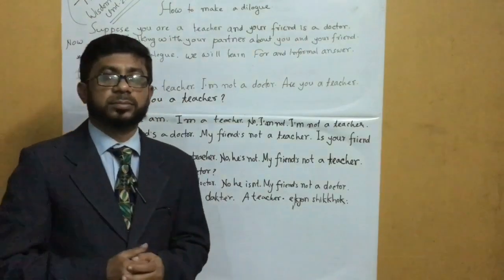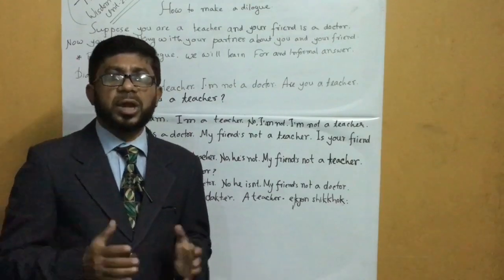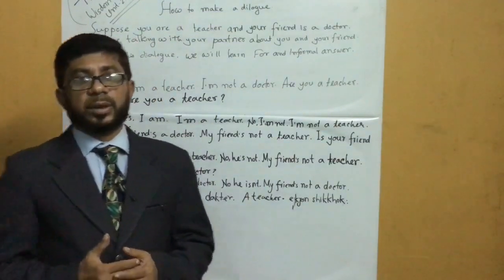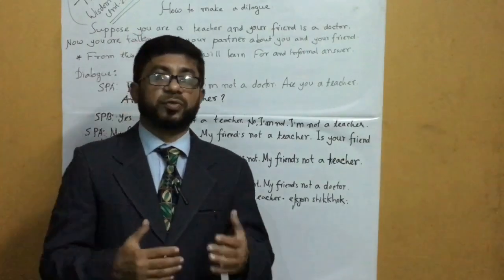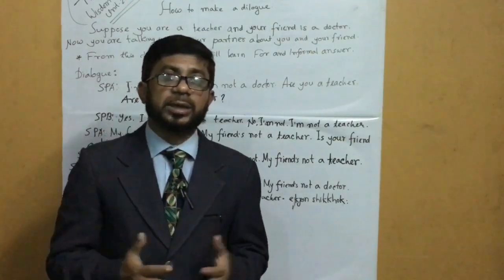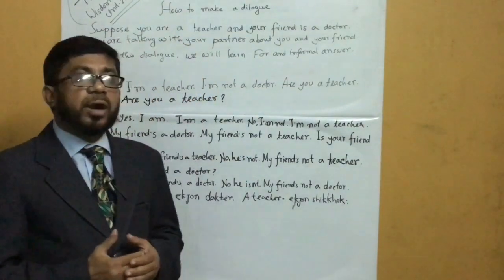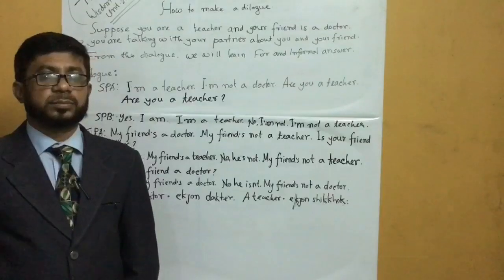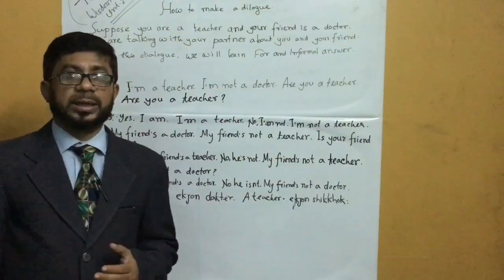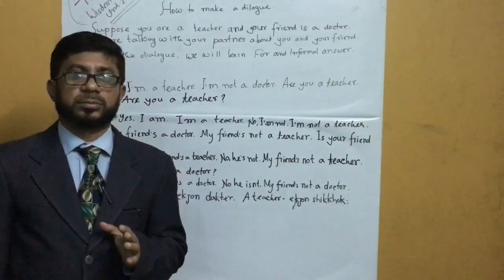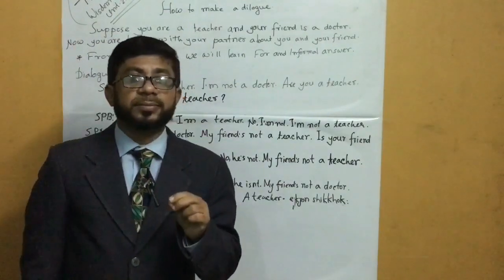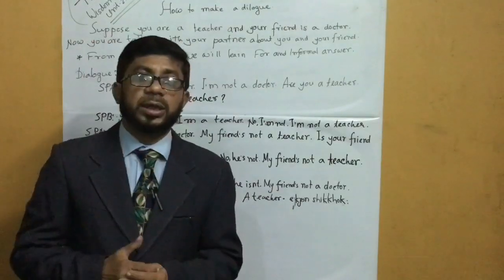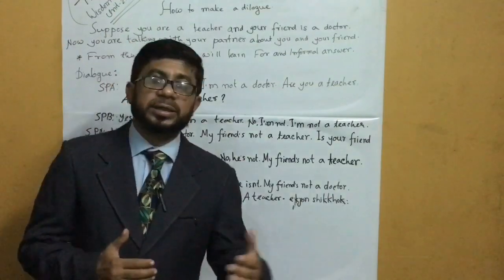For the formal negative answer, the question is, are you a teacher? No, I'm not. I'm not a teacher. Then speaker A is talking about his friend, that his friend is a doctor. Then he is saying, my friend is a doctor, my friend is not a teacher. Is your friend a teacher? If the answer is positive, then speaker B will say, yes, he is. My friend's a teacher. If speaker B's friend is not a teacher, then his answer will be, no, he's not. My friend's not a teacher.